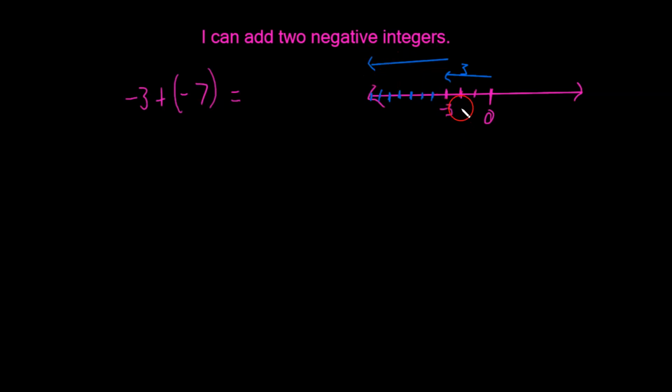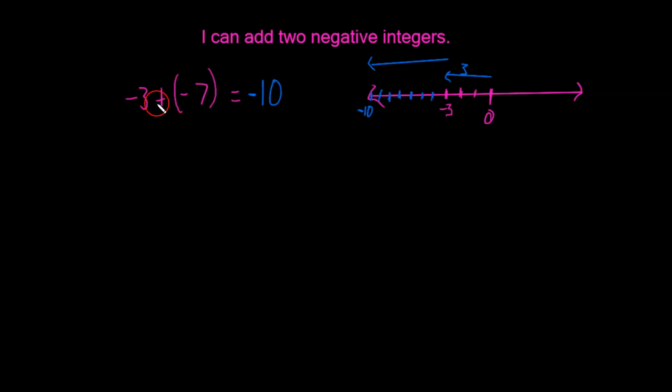And let's see where we end up. Okay, so we end up at negative 3, negative 4, negative 5, negative 6, negative 7, negative 8, negative 9, and negative 10. So we end up at negative 10. So our answer to this problem is negative 3 plus negative 7 equals negative 10.